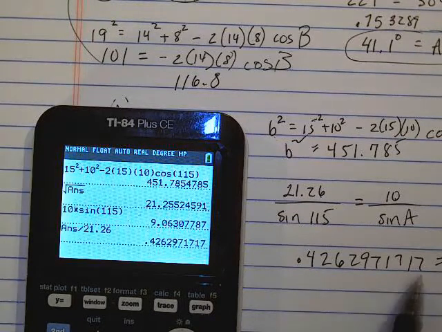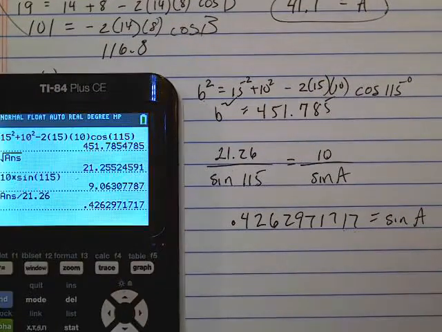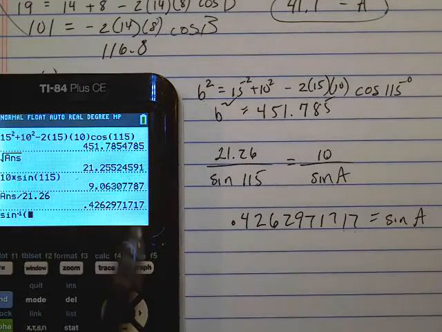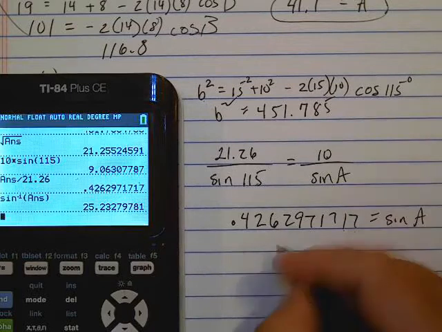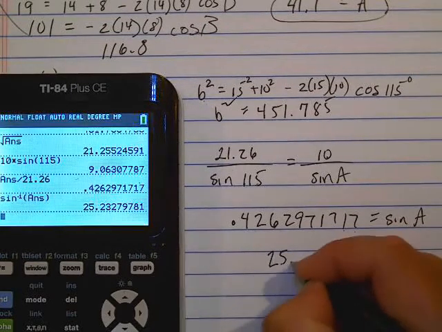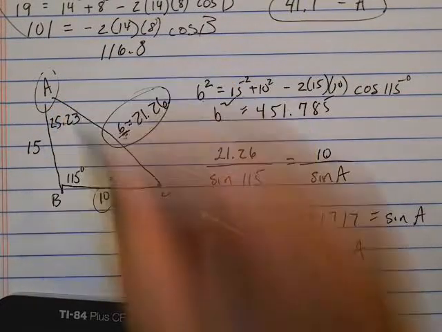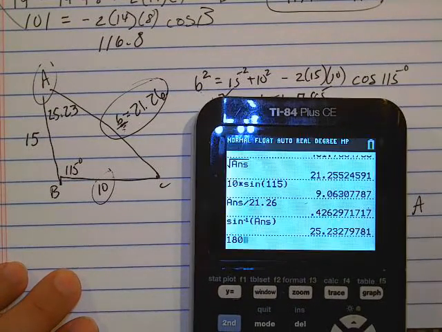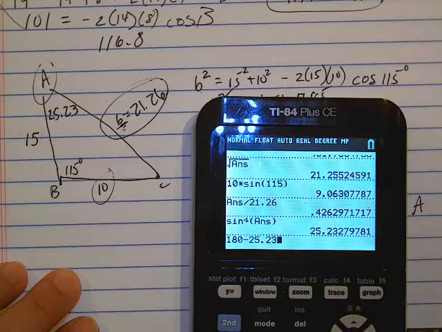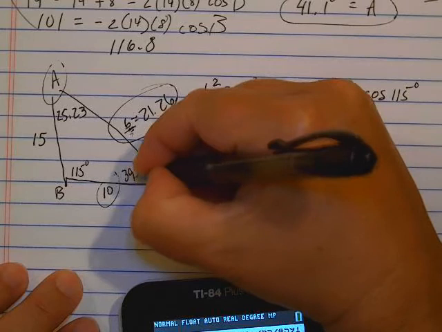This number should never be bigger than 1. If it is, it's undefined because all the numbers in the unit circle are smaller than 1. So now I'm going to find the sine of that. So I'm going to do second sine of that number and hit enter. And I get A is 25.23. So that must mean this is 25.23. So then I can find the third one by subtracting from 180. So 180 subtract 25.23, subtract 115. So this one is 39.77.